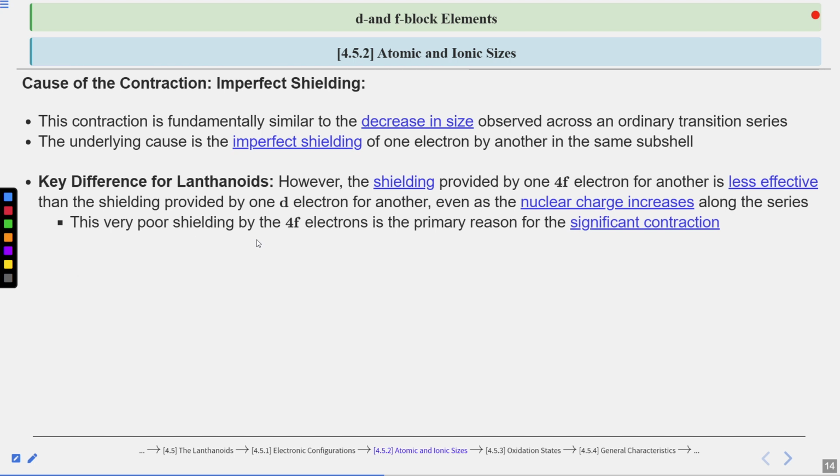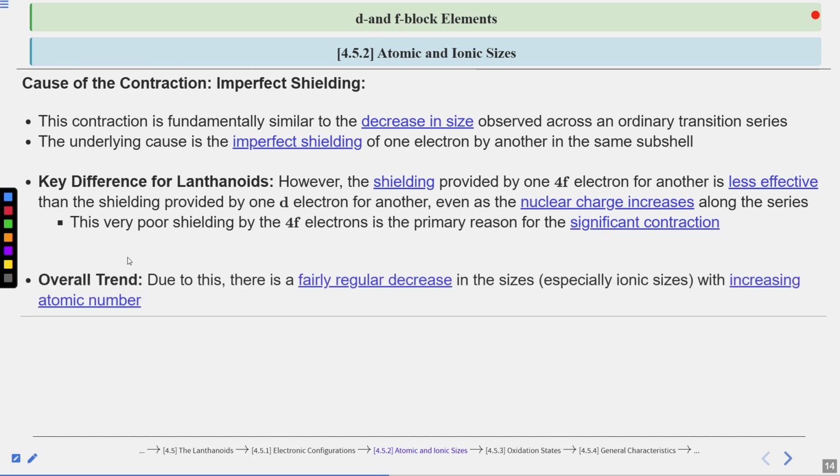This very poor shielding shown by the 4f electrons is the primary reason for the significant contraction along the lanthanoid series. And the overall trend is that due to this there is a fairly regular decrease in the sizes, especially the ionic sizes, with the increasing atomic number. So overall trend is that the ionic size will decrease with the increase of atomic number.